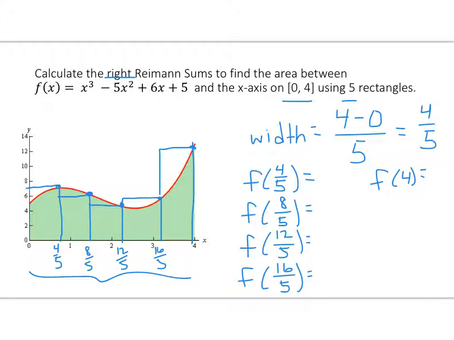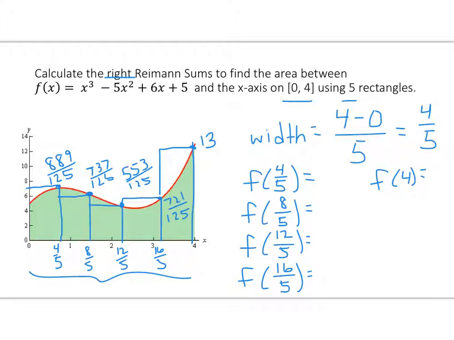Okay, so calculating each, plugging them in, f of 4/5 is 889 over 125, and I'm going to put those over here so we're going to have more room. F of 8/5 is 737 over 125. F of 12 over 5 is 553 over 125. F of 16/5 is 721 over 125. And f of 4 is equal to 13.